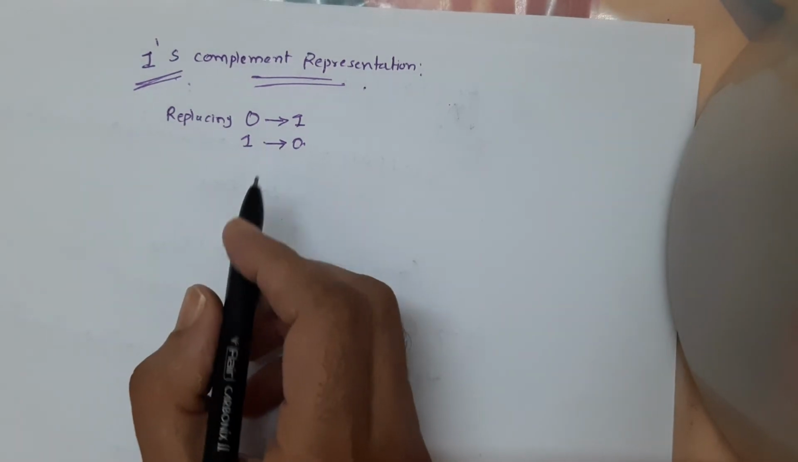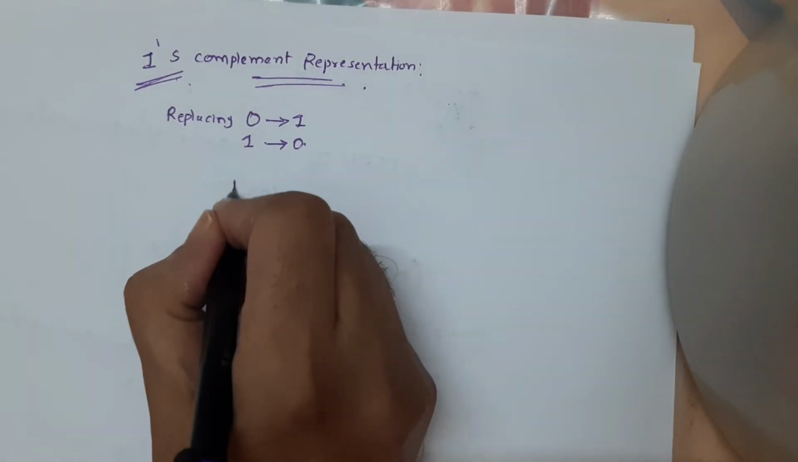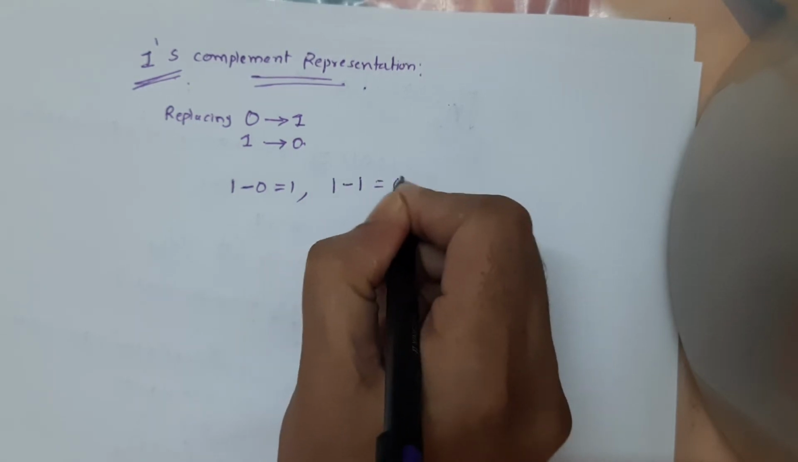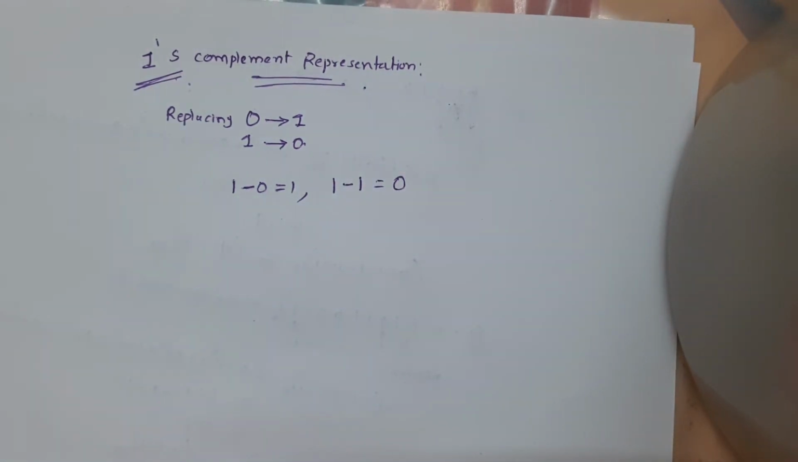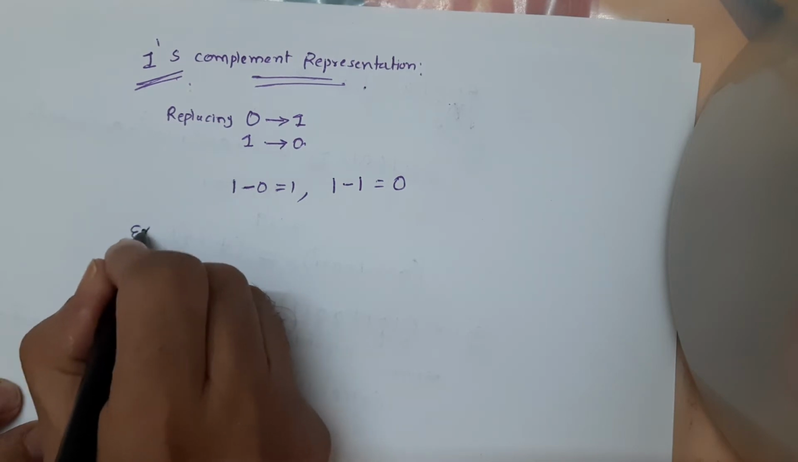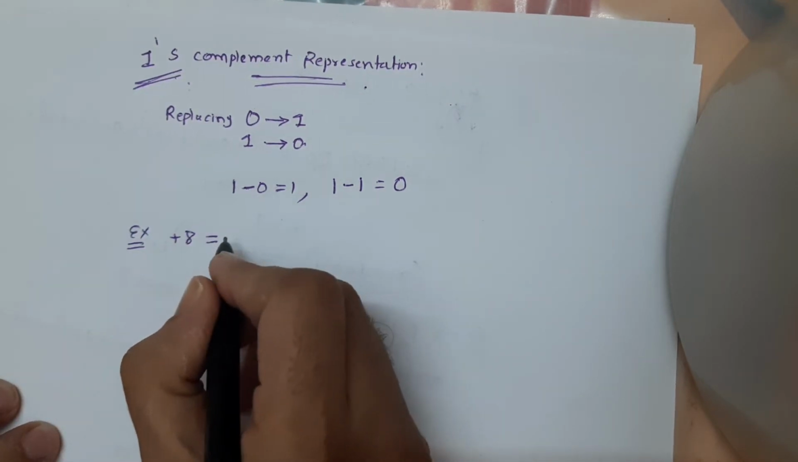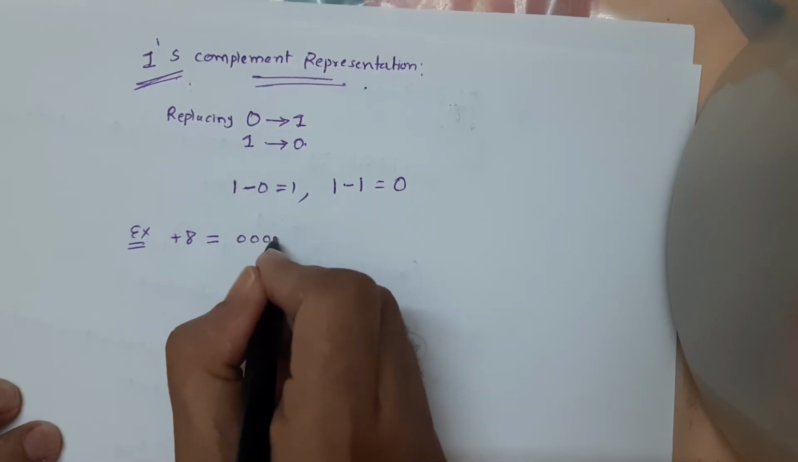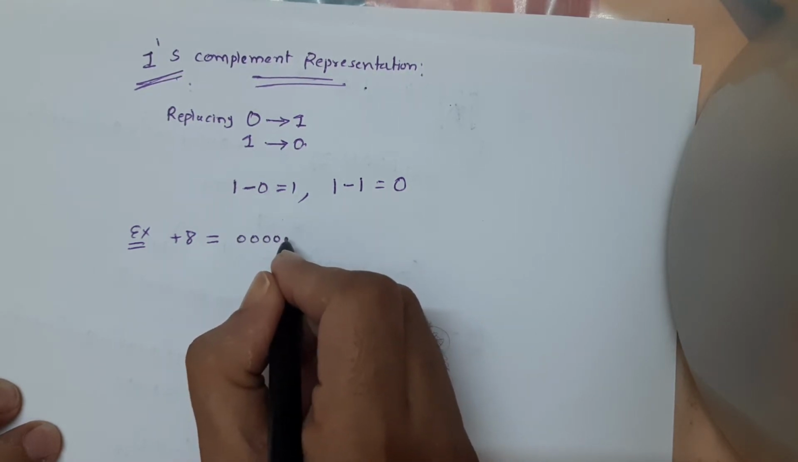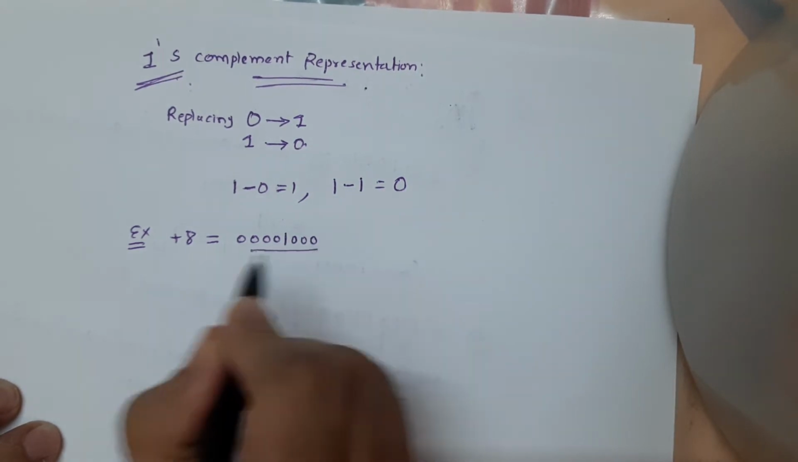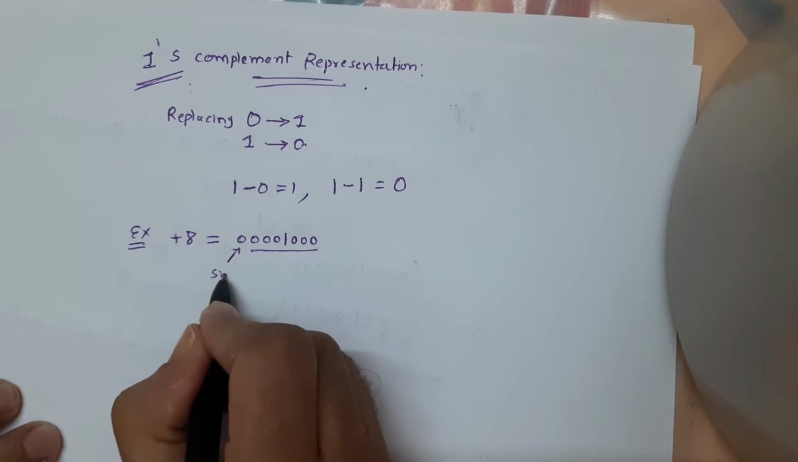But the ones complement of 0, that means 1 minus 0, it is equal to 1, and 1 minus 1, it is equal to 0, right? For example, representation of plus 8. Representation of plus 8 is equal to 0 0 0 1 0 0 0, right? This shows value, this shows sign.